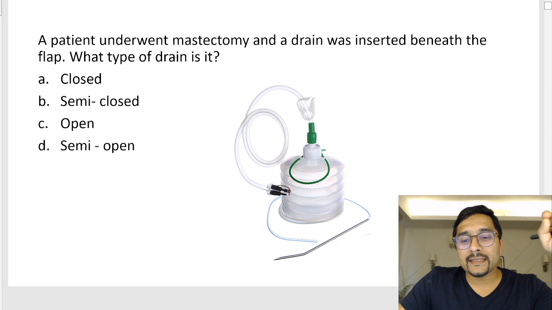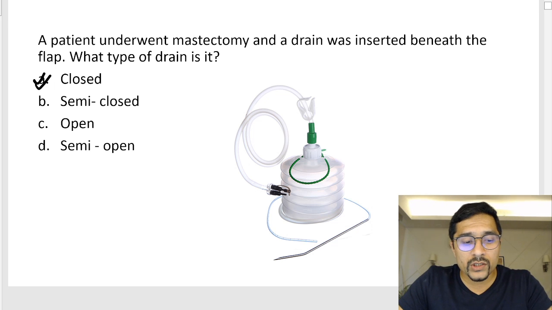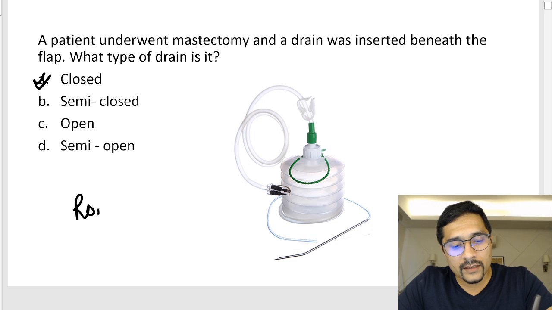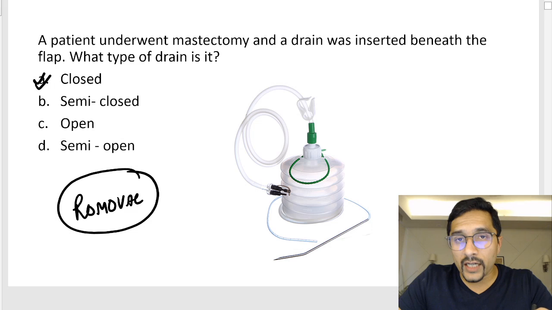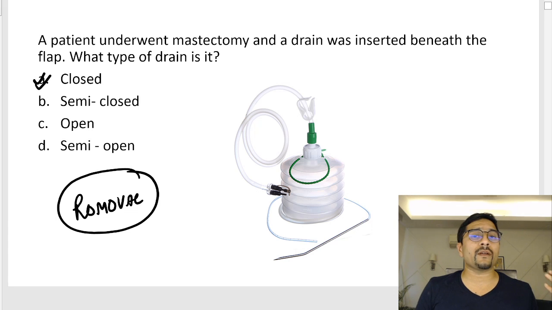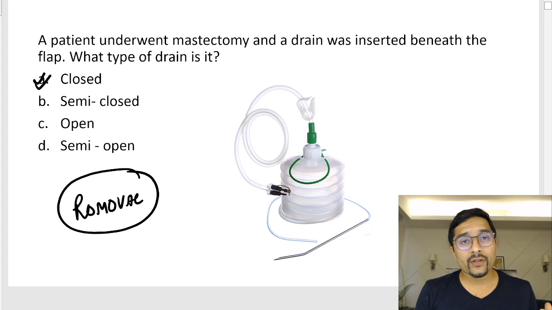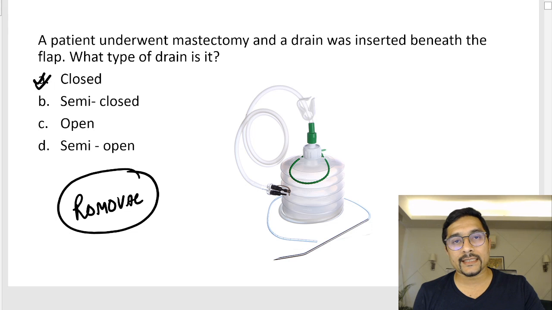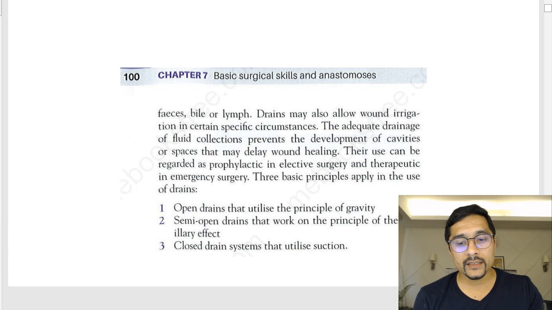A patient underwent mastectomy and this drain was inserted. What kind of a drain is this? This question has been asked multiple times. We know it is a closed drain, and this is known as a Romovac suction drain, or a negative pressure drain, which we use after mastectomy, after thyroidectomy, after neck dissection. After mastectomy, this drain is removed when the output is less than 40 cc for 2 consecutive days. Okay, so drains can be open drains or closed drains.